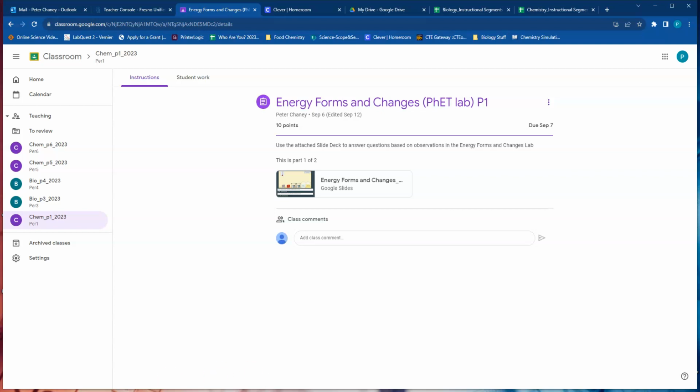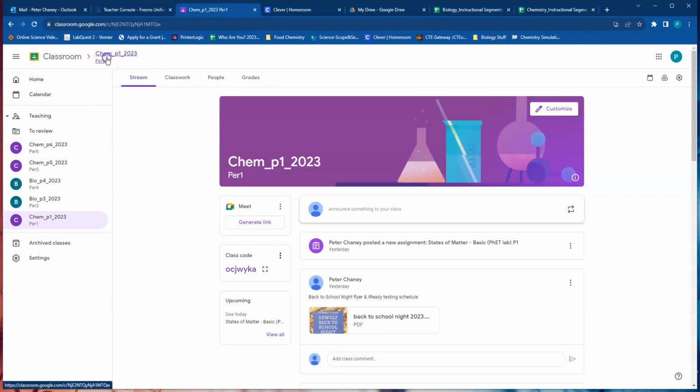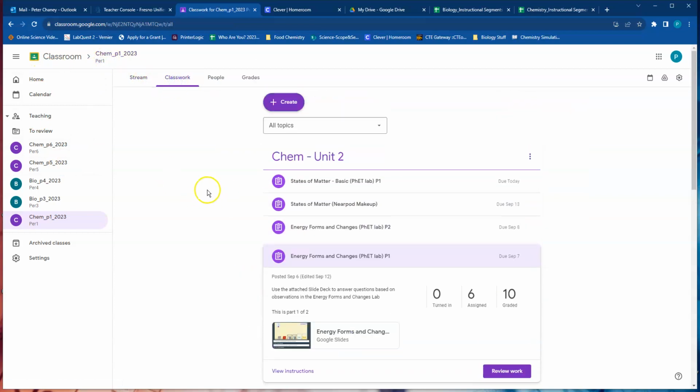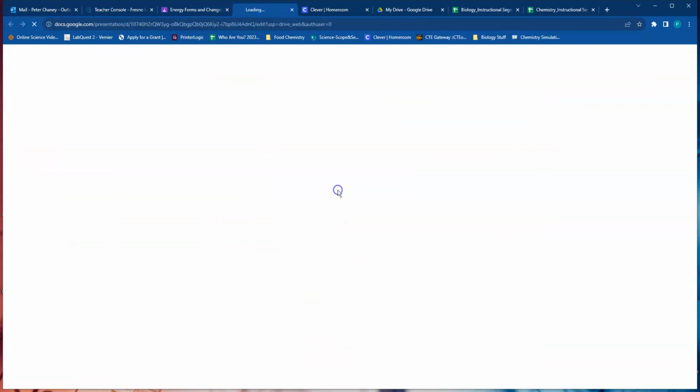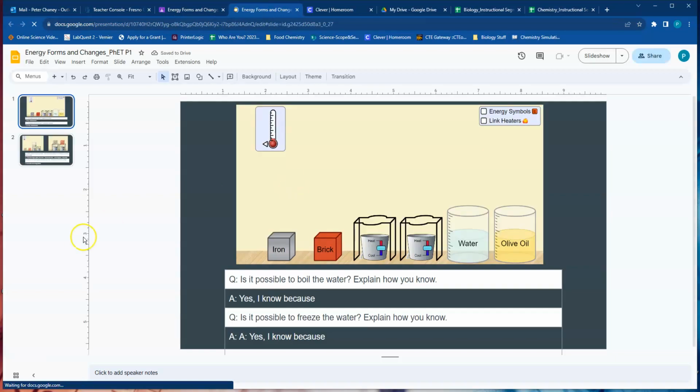And so in Google Classroom, you will find it here. I'll show you in the list where it's at. We are in unit number 2, Energy Forms and Changes, PhET Lab number 1. I'll open up the Google Slides here to show you what we're looking at. There's only 2 slides on this one.